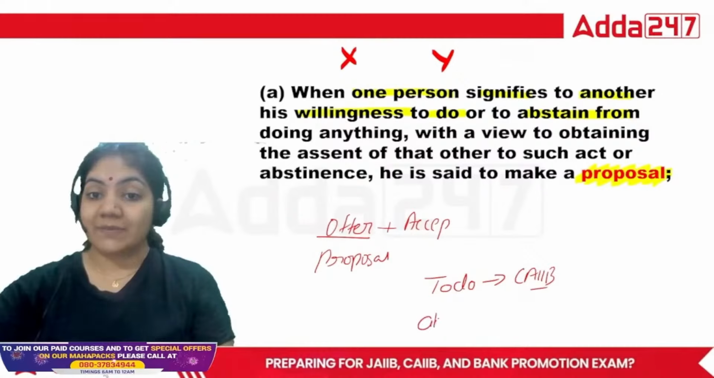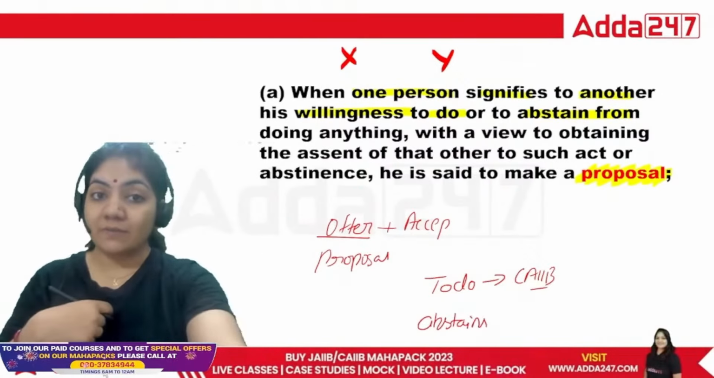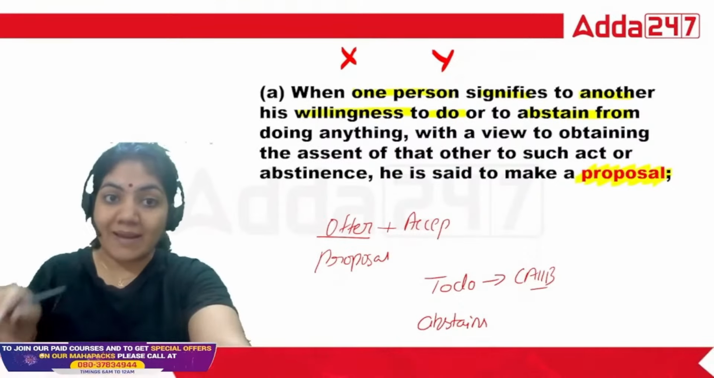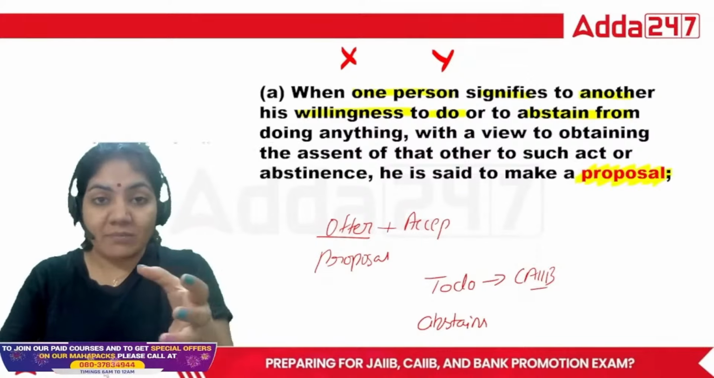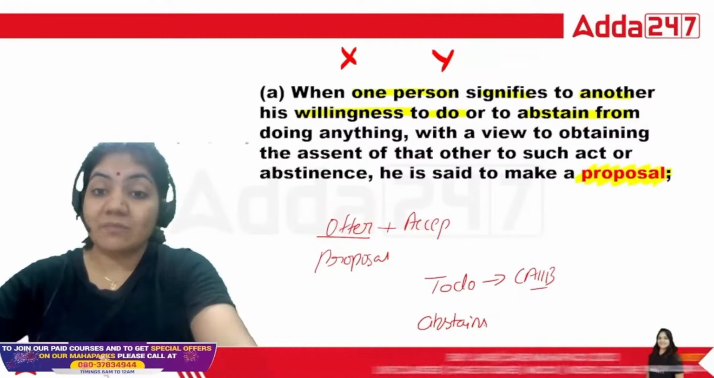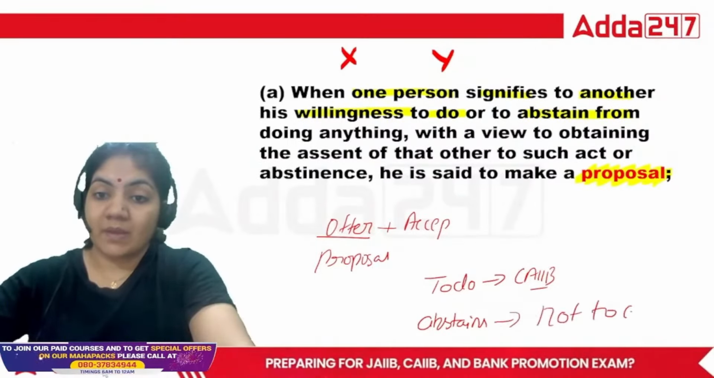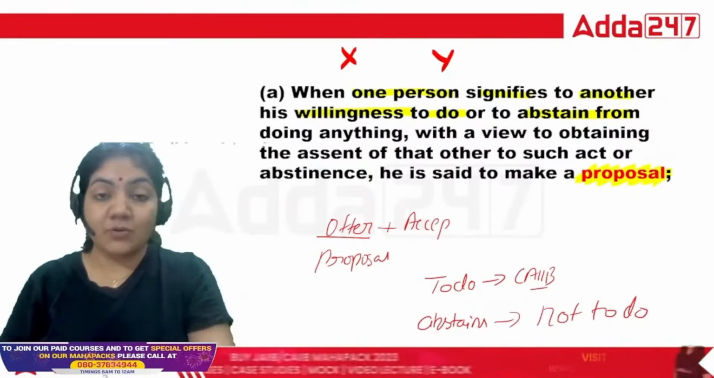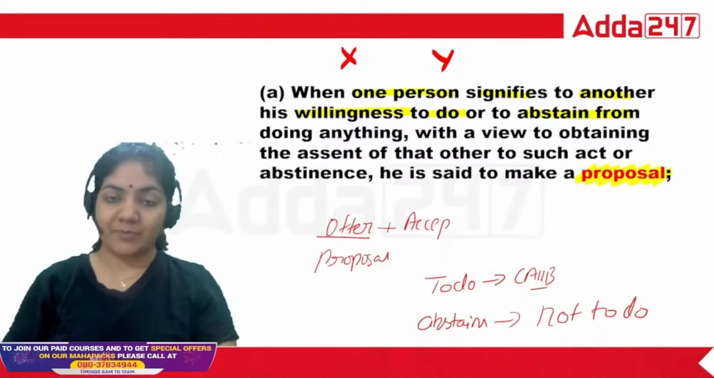And what is abstain? Abstain means I will not sell my black car, but I will sell my blue car. So not selling my black car, that is a negative term. So abstain means, in legal terms, not to do. What is abstain? That is not to do. So this is the simple concept of the term abstain.